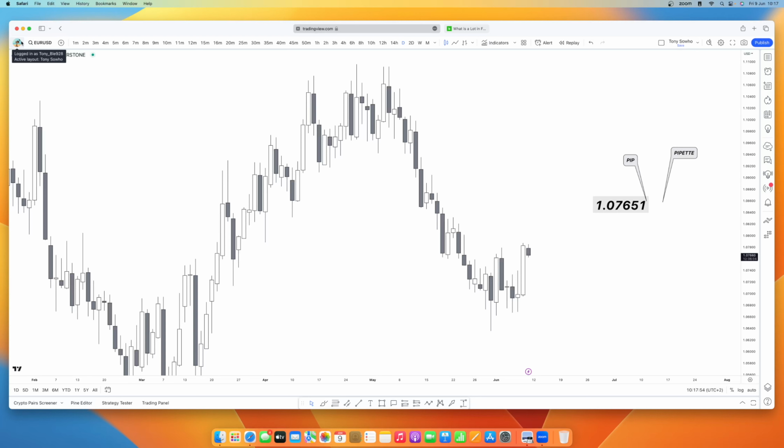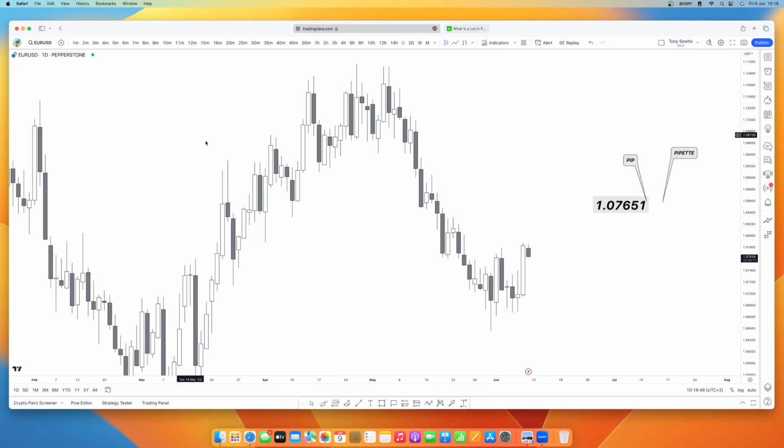So I'm going to use the lot to determine that, and in order to get your lot, you need to have a good understanding of the pip and your value per pip, because we're going to use the value per pip multiplied by the pip. Then the answer we get, we divide it by the amount we're risking. That's how we get the lot we want to use per trade.